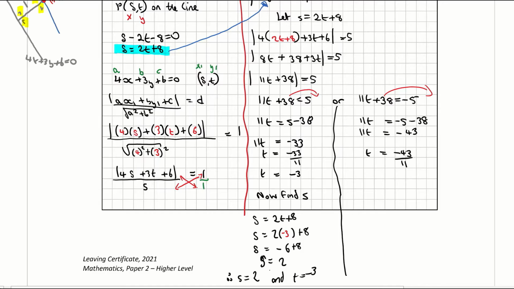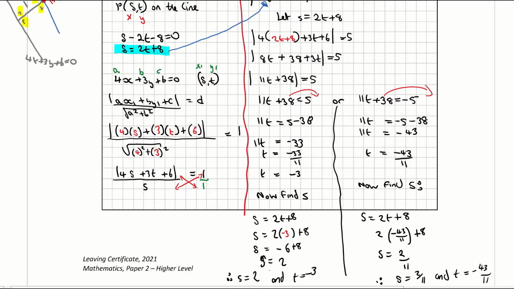And coming over to the second possible solution, so we'll say now find s. So I have s is equal to 2t plus 8. Which would be 2 times minus 43 over 11 plus 8. And when I put that into my calculator, I get s is equal to 2 over 11. So therefore, I could have s is equal to 2 over 11 and t is equal to minus 43 over 11. Okay, so that's part B done.